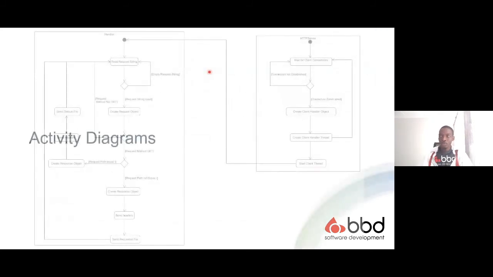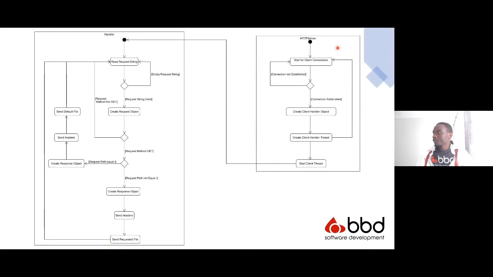So I'll move on to explain further the activity diagrams of our system. As we can see, we'll start on my right. We have the HTTP server. Once it starts, it waits for client connections, meaning that the server will run and listen for any client who wants to connect to it. If there's no connection, it will just keep staying in that loop of listening for connections. And then if the connection is established, we'll create the client handler object.